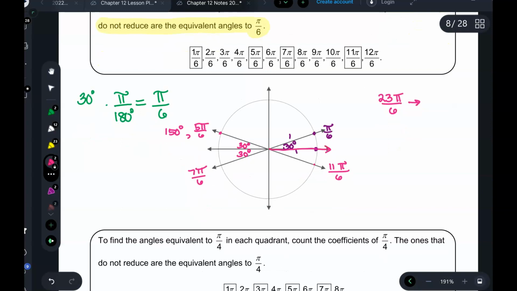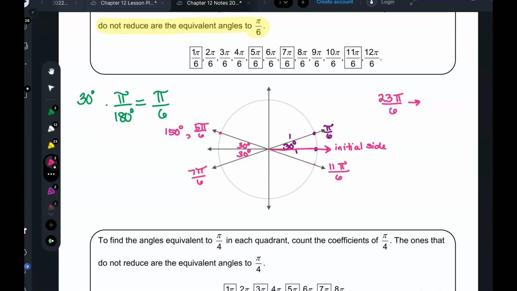Remember, we're always starting at this initial side. So if I want to draw 5 pi over 6, I'm going to go all the way over here. Pi over 6 is just this short measure, but 5 pi over 6 goes here. And then just add 7 pi over 6 goes here. 11 pi over 6 goes here.